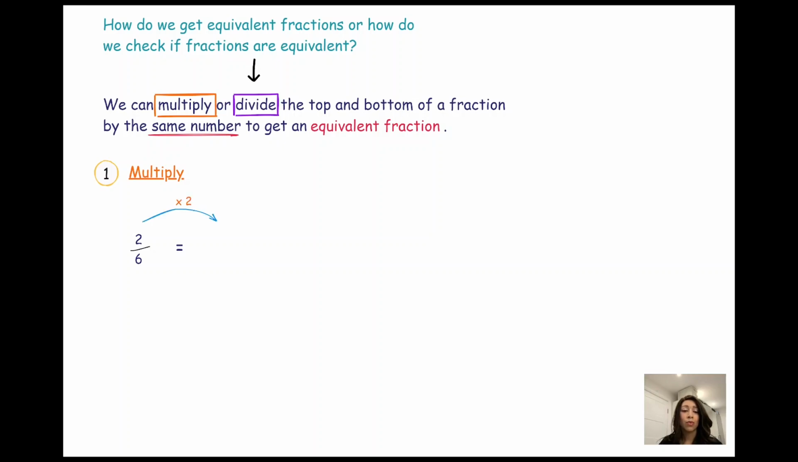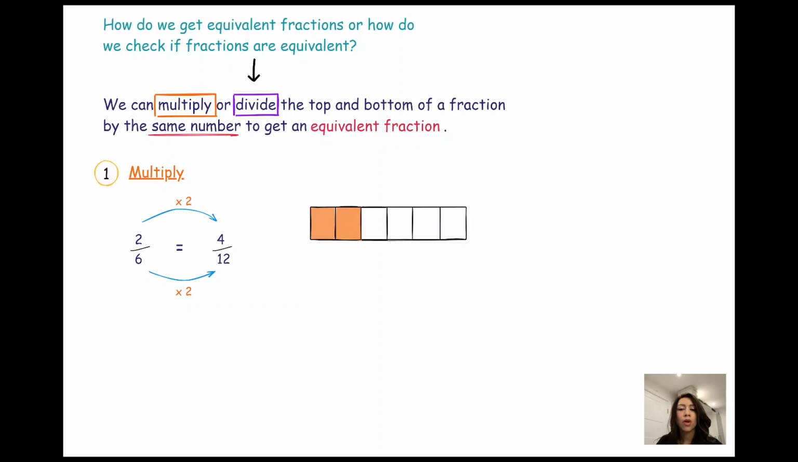So we will multiply the top or the numerator by 2, and we will also multiply the bottom number or the denominator by 2. It's very important to remember that whatever you do to the top, you do to the bottom. You have to follow the exact same rule. So in this one, we are multiplying both the numerator and the denominator by 2. So 2 times 2 is 4, and 6 times 2 is 12. So 2/6 is equal to 4/12.